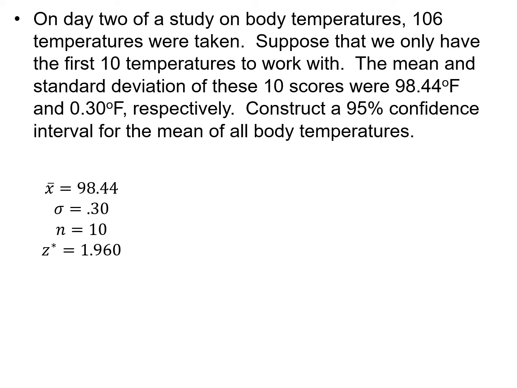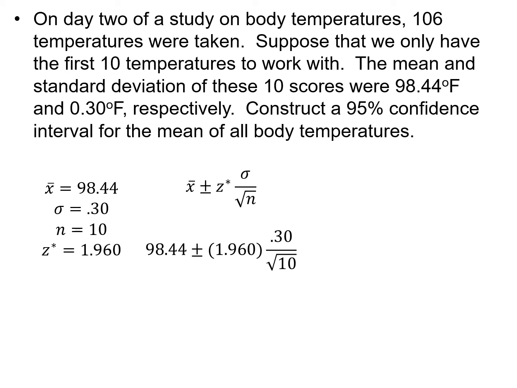So now we're going to put it into the equation. If you look at the equation here, it's x bar plus or minus z star times standard deviation over the square root of the sample size. So I'm just going to plug the numbers in: 98.44 plus or minus 1.960 times 0.30 divided by the square root of 10.